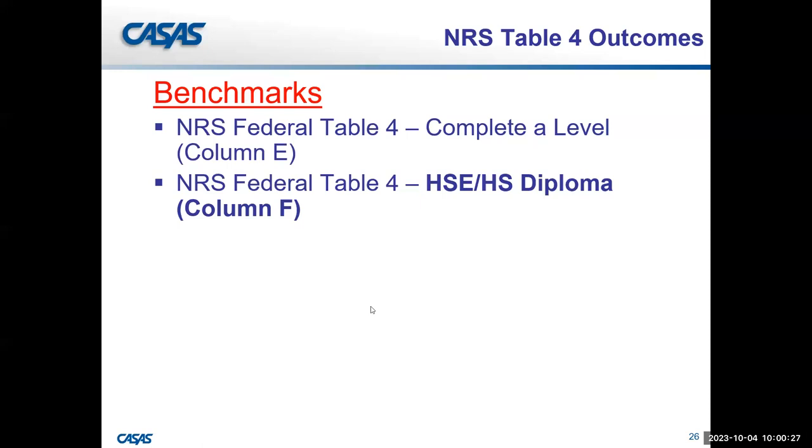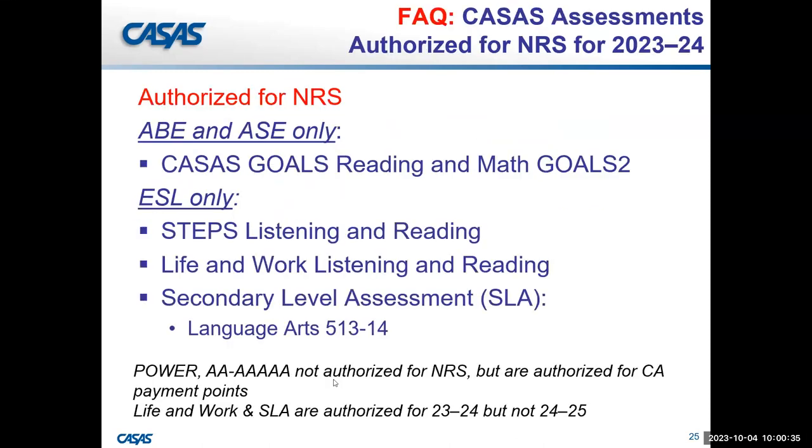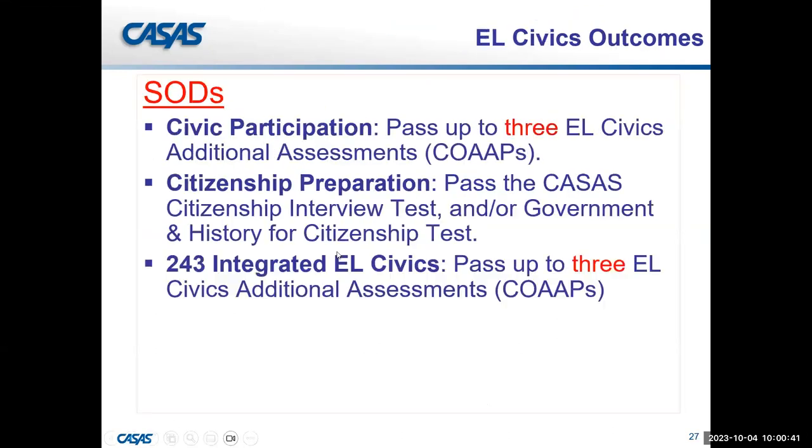But again, back to here, the benchmarks are those same outcomes we talked about with Table 4. Complete a level refers to those gains between pre and post. Or you can also get it by getting high school equivalency or a high school diploma. Okay, we also have student outcome data sets, or SODs, that relate to EL Civics. We've got those three EL Civics focus areas. Not so coincidentally, we've got payment points that relate to each of those focus areas. For civic participation, that's where we're using those additional assessments or COAAPs. That's another 15-minute rabbit hole we don't have time for.